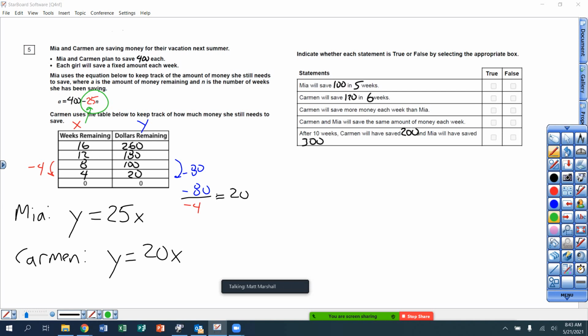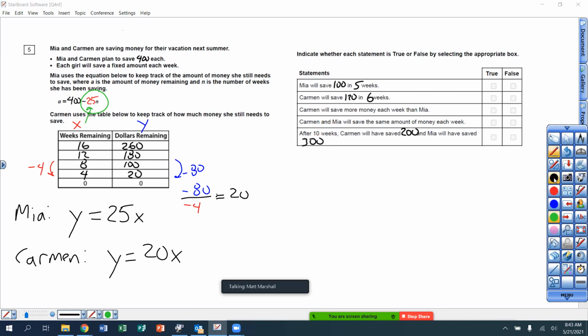This one I'm plugging in the 10, but being careful not to plug in 10 into Mia's there. This is the way it's written. Plug in 10 into Carmen's right here, and then plug in 10 into Mia's too. So just gotta be careful. All right, so here we go.